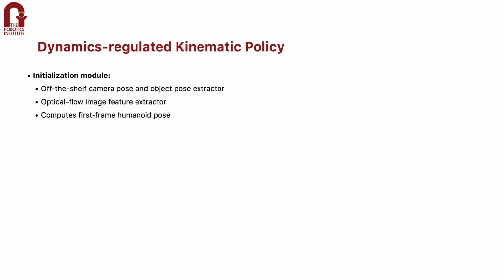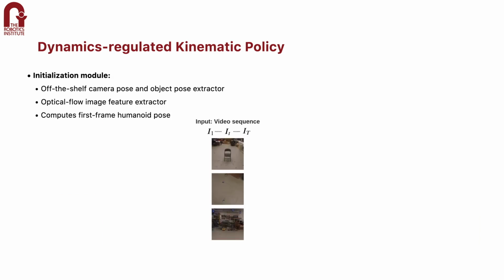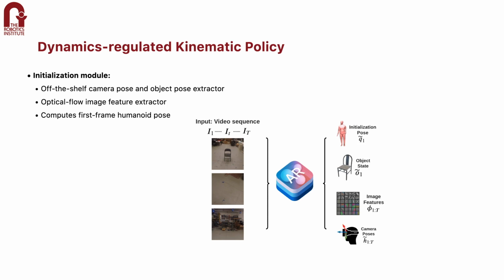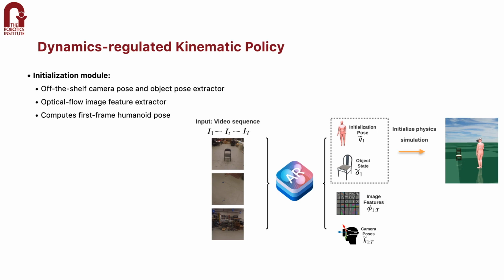Now, concretely, our kinematic model consists of two main parts. First, we have our initialization model. Given an input video sequence, this model computes the first frame humanoid pose, object state, image features, and camera poses. Notice that the object state contains the 6 degrees of freedom object pose and object class, which we use as a strong prior for our kinematic model. And here we use an off-the-shelf object pose estimator and detector, ARKit. The initialization pose and object state are then used to initialize the physics simulation, while the rest of them are used as per frame features for the model.